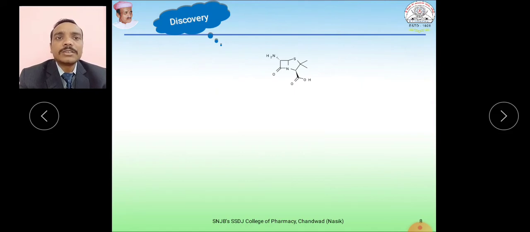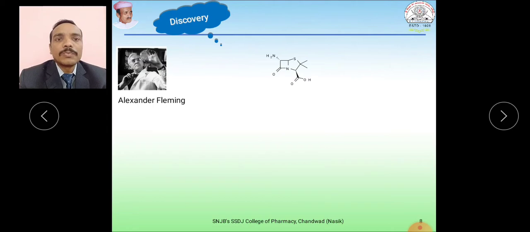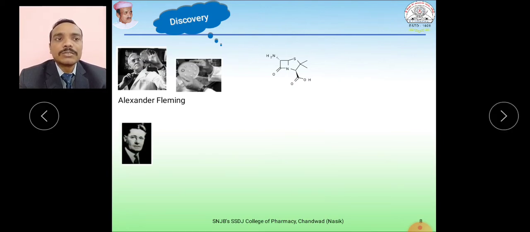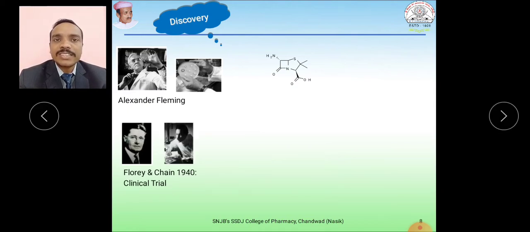So let's take a look at the discovery of penicillin. This is the common structure. This is the scientist Alexander Fleming, who discovered the activity of penicillin. Later on, the two scientists Florey and Chain carried out the clinical trial in 1940 and got the Nobel Prize in 1945 for its action.